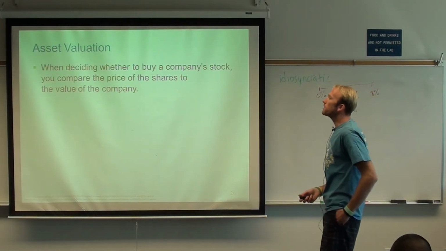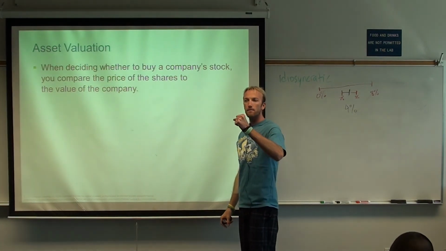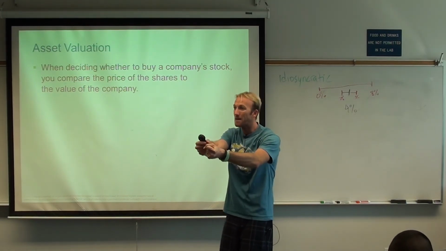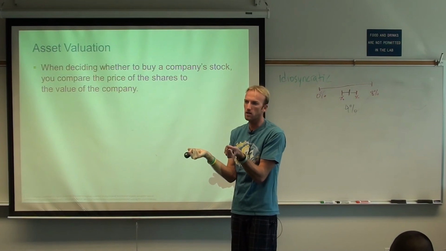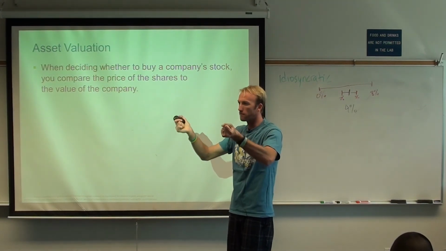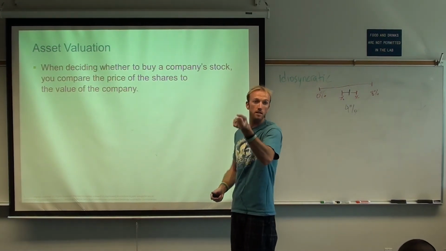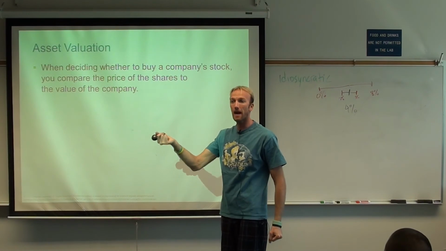When we want to buy a company's stock, I look at the price of the stock, or the cost, and I compare the cost to the benefit that I'm going to get from the stock. Now this is like, no duh, right? But now I have to define which is which. The cost of the stock is how much it's listed for on the stock exchange, and the benefit of the stock is how much I get out of it.